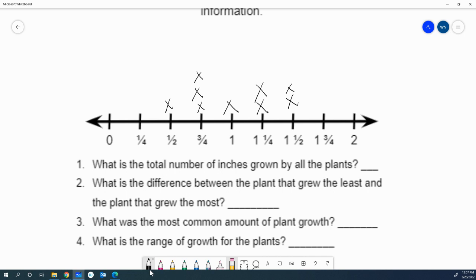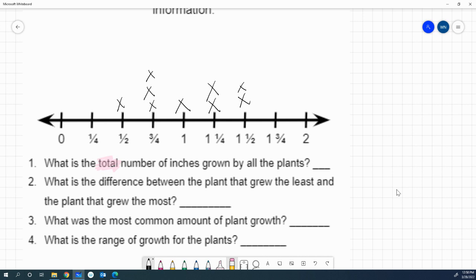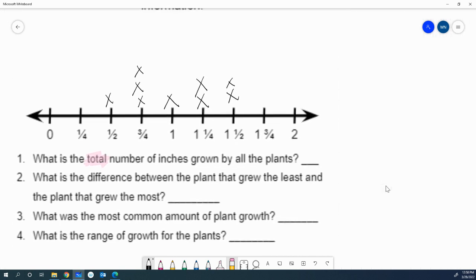There's our chart. Let's go ahead and figure out our questions. All right. So the first one says, what is the total number of inches grown by all the plants? I'm going to go ahead and highlight that word total because that word total is typically going to tell us to add. So we're going to have to add all of these growths together. So I'm going to scoot that over for us.